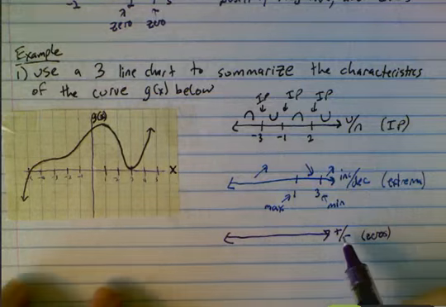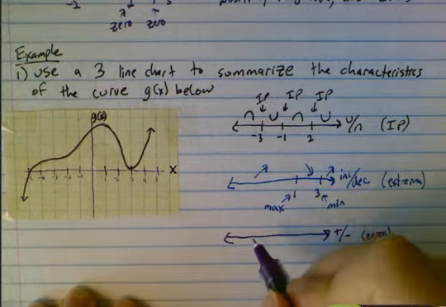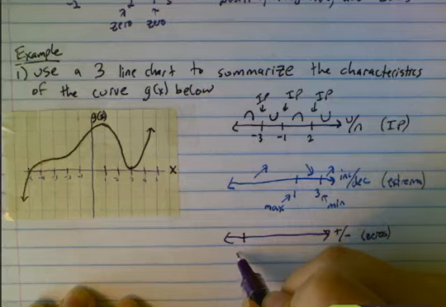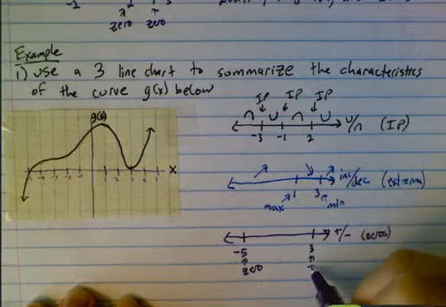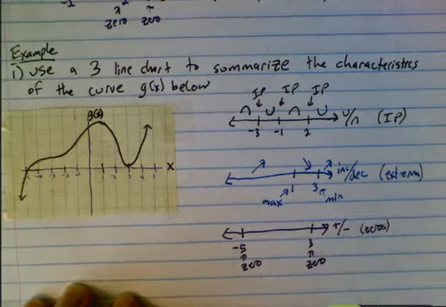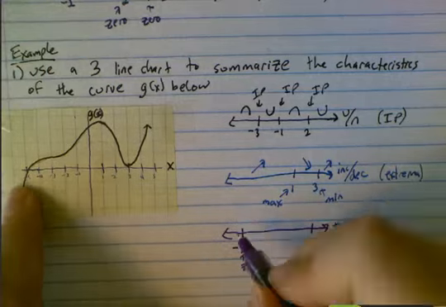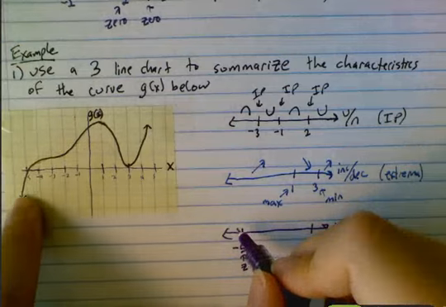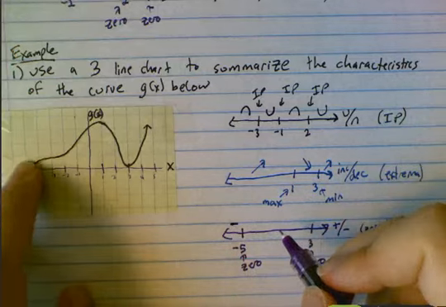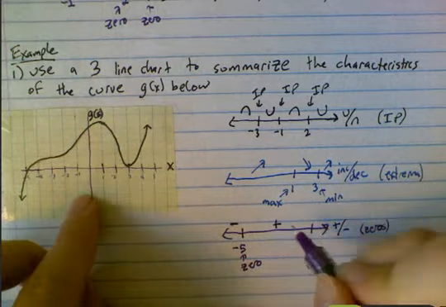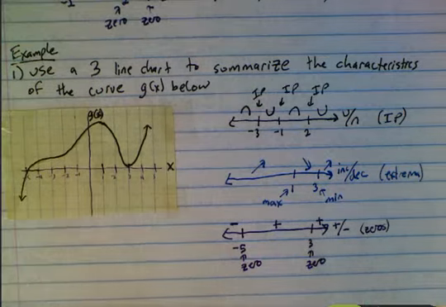Finally, positive, negative, and zeros. At x equals -5, there's a 0. At x equals 3, there's another 0. We can see that g of x is below the x-axis, so it's negative here. Then it's above the x-axis here, above the x-axis here. And there we go. We've done the summary.